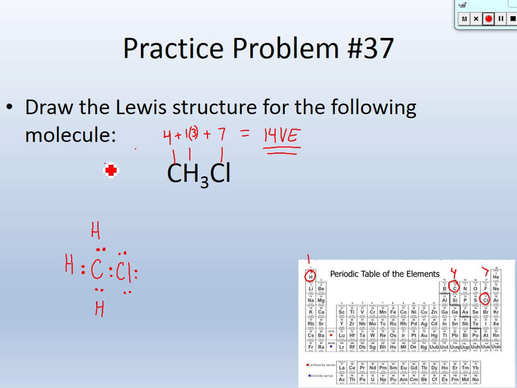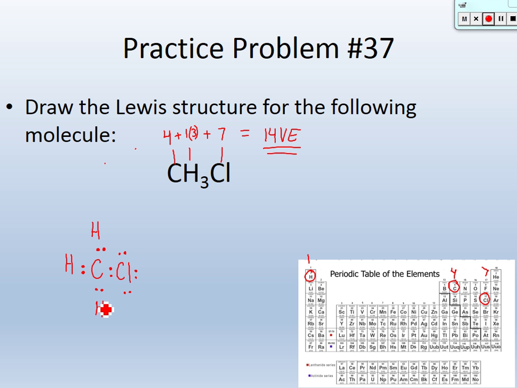Now you might be asking, could you put the chlorine on top? Or could I have put this chlorine on the left or bottom? And the answer is yes. It's really arbitrary. It doesn't matter where you put the chlorine. So, okay, let's go to the next step.